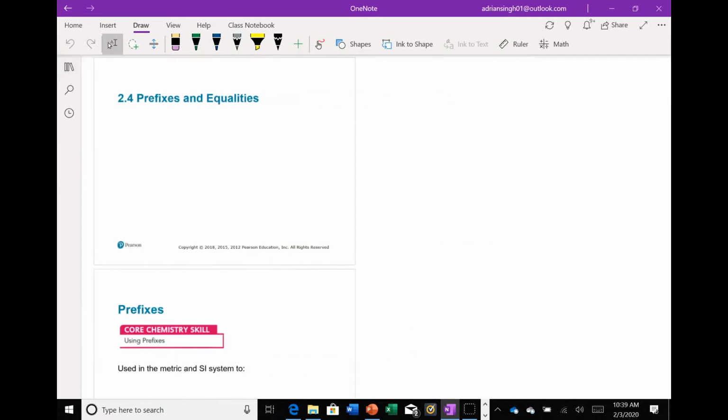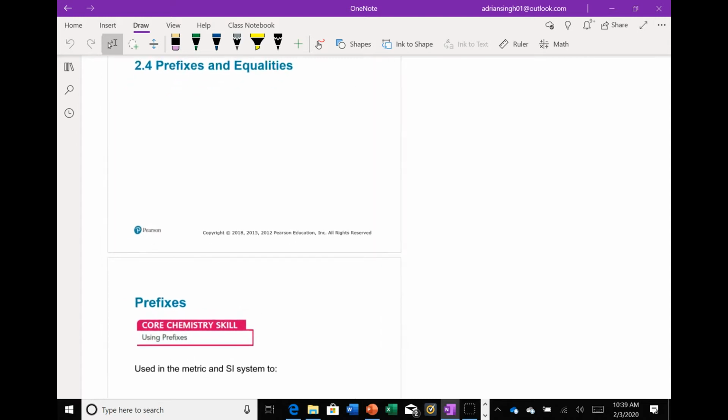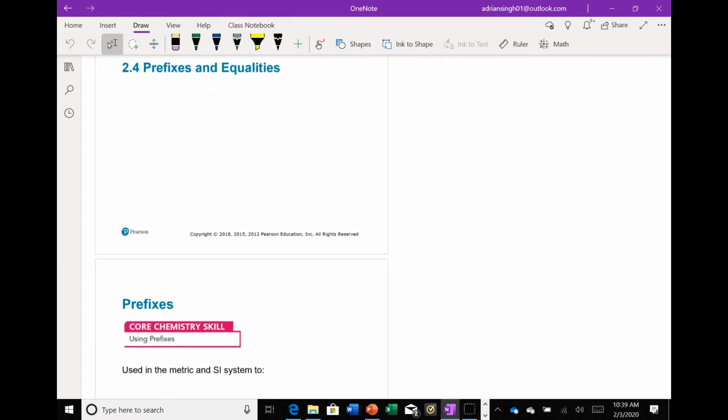Hallmarks of the metric system, and the SI system by extension, that make them so useful for us to use in science compared to other measuring systems. And that's the use of what are called prefixes.